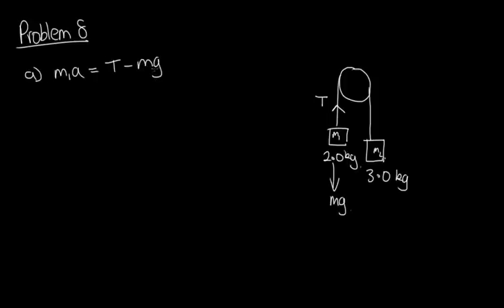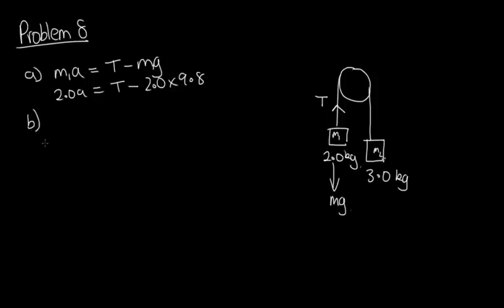So this is the expression here. Now if we want, we can substitute in. m1 we know is 2.0. We don't know what the tension is, but then we've got 2.0 times 9.8. So that is the answer to A.